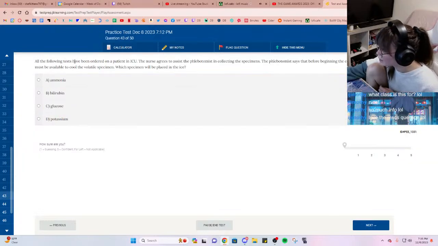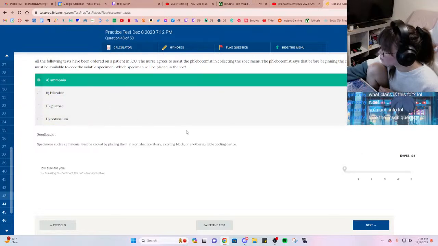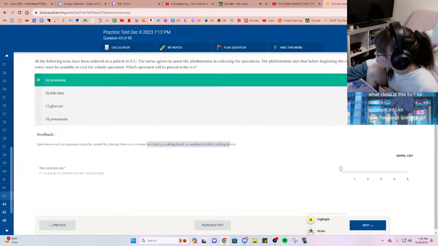All of the following tests had been ordered on a patient in ICU. The nurse agrees to assist the phlebotomist in collecting the specimen. The phlebotomist says that before beginning the collection, a cup of crushed ice and water must be available to cool the volatile specimen. Which specimen will be placed in the ice? I want to say ammonia. Yeah. Specimens such as ammonia must be cooled by placing them in a crushed ice slurry, cooling block, or other suitable cooling device.